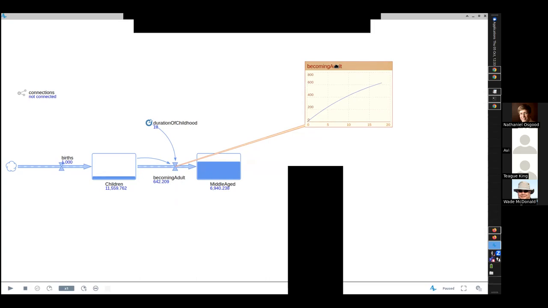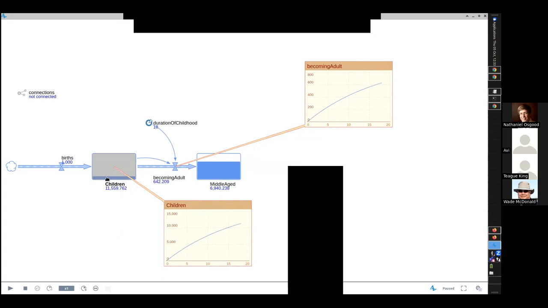This flow, its initial rate was what? Zero. And it's rising. Is it rising linearly? What does its value reflect? This flow, what does its value reflect? It depends linearly on what? On the value of the stock. So we'd expect this to be basically a mirror of that, right?